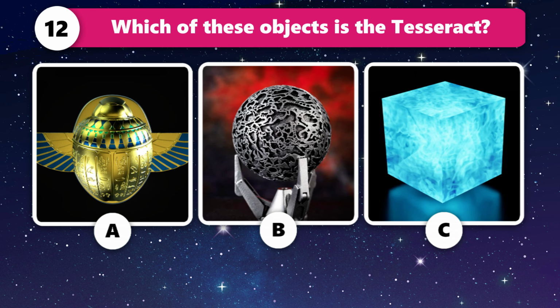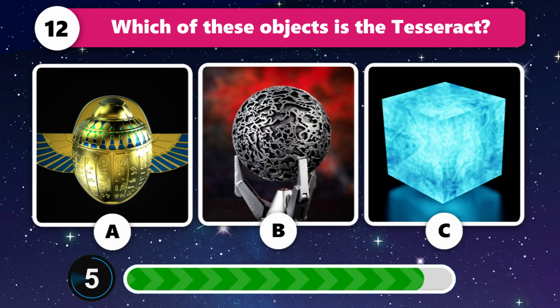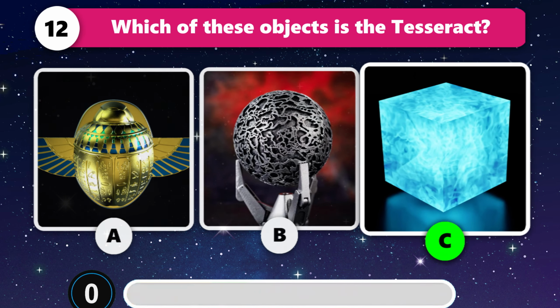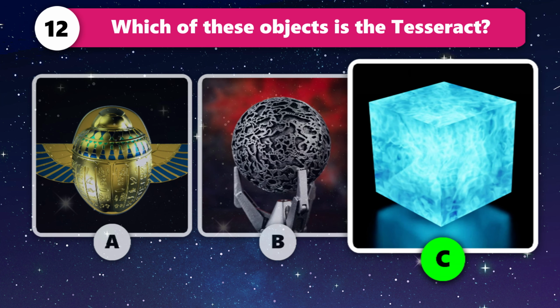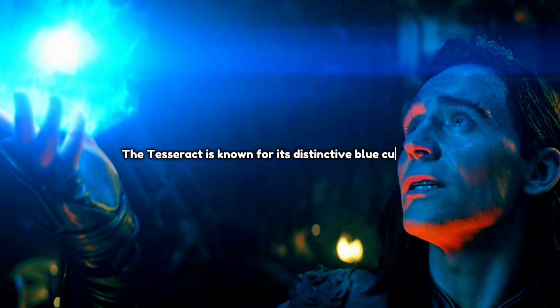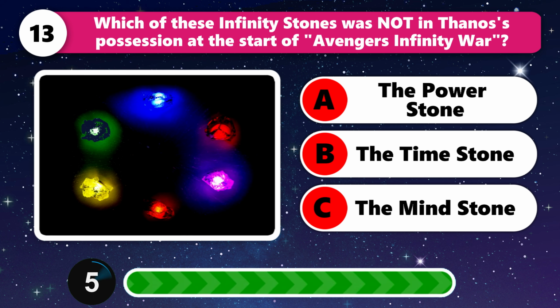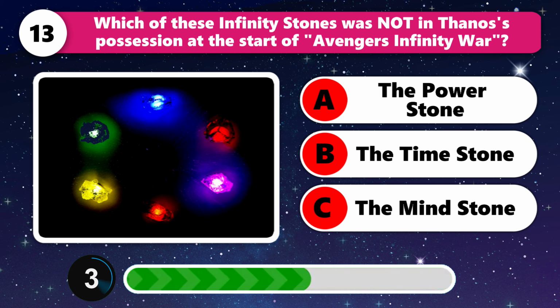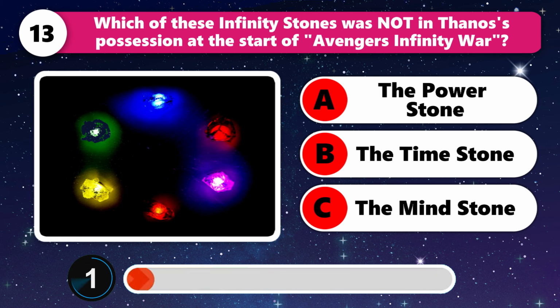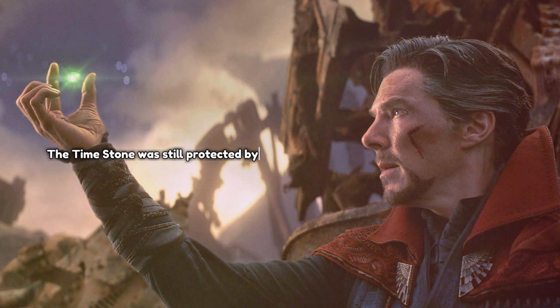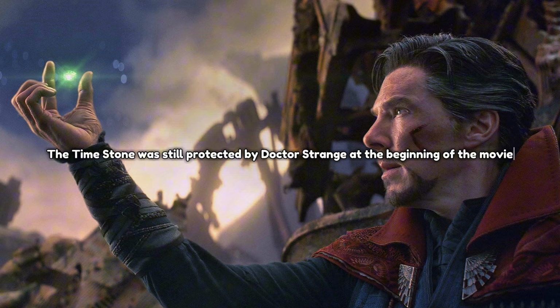Which of these objects is the Tesseract? Perfect! The Tesseract is known for its distinctive blue cube form. Which of these Infinity Stones was not in Thanos' possession at the start of Avengers: Infinity War? You nailed it! The Time Stone was still protected by Doctor Strange at the beginning of the movie.